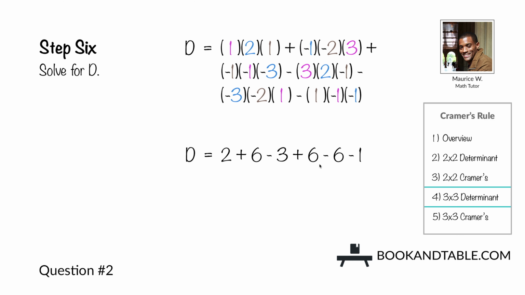So we get D is equal to 2 plus 6, which is 8, minus 3 would be 5. 5 plus 6 is 11. 11 minus 6 is 5. And 5 minus 1 would be 4. So the answer to question number 2 is D is equal to 4.